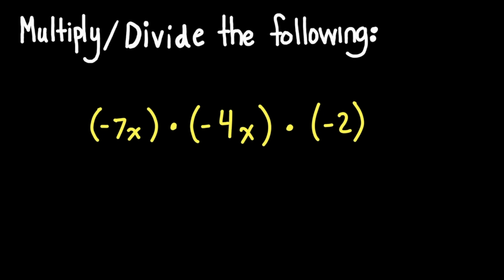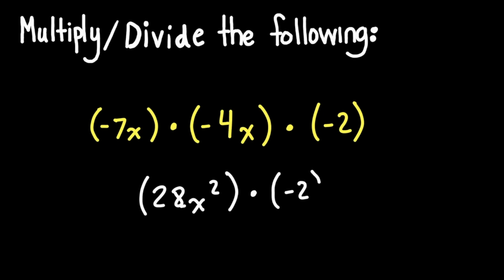But remember, we have two x's. So that's going to equal 28x squared. And then also we have to bring down our negative 2. You can't forget about our negative 2. So now we have a positive times a negative, and remember that a positive times a negative always equals a negative, so positive 28x squared times negative 2 is going to equal negative 56x squared.